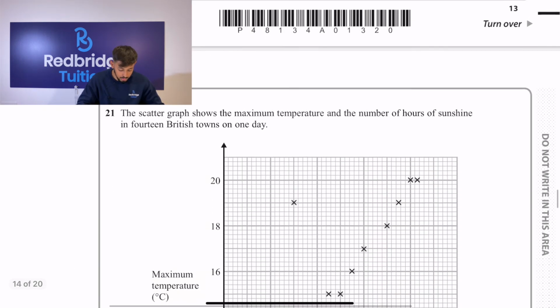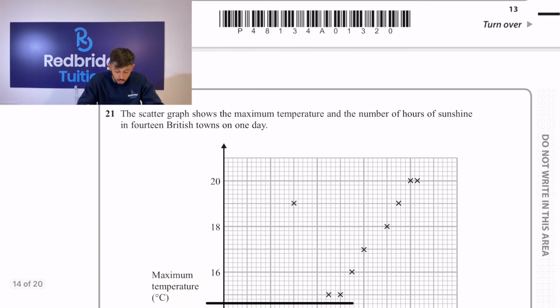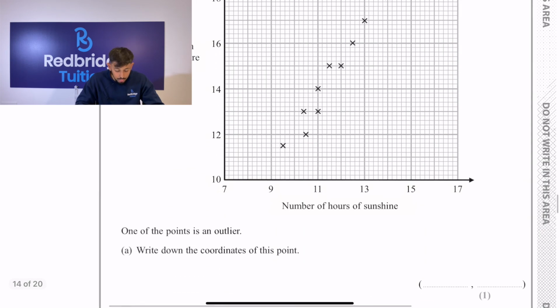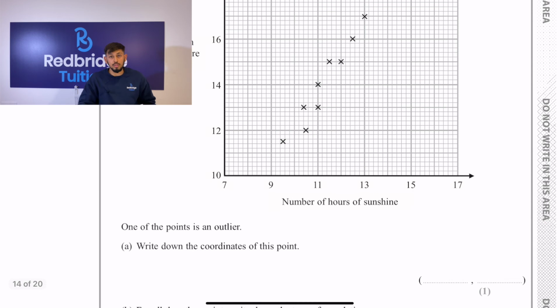Now, question number 21. The scatter graph shows the maximum temperature and the number of hours of sunshine in 14 British towns on one day. One of the points is an outlier. Part A, write down the coordinates of this point.